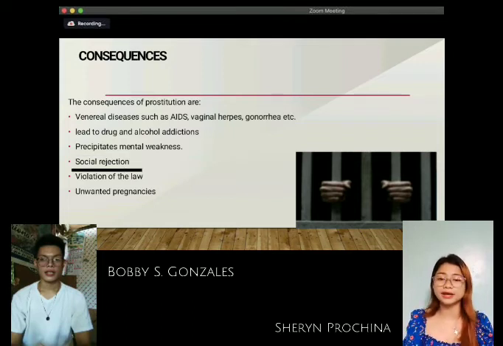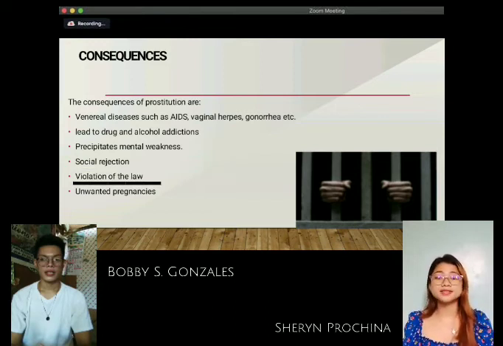Prostitution could also bring consequences such as violation of the law, because Article 202 of the Philippines Revised Penal Code defines prostitution as a crime only women can commit. For the purpose of this article, women who for money or profit habitually indulge in sexual intercourse or lascivious conduct are deemed to be prostitutes. And lastly, this could also lead to unwanted pregnancy that will later develop into more societal problems.